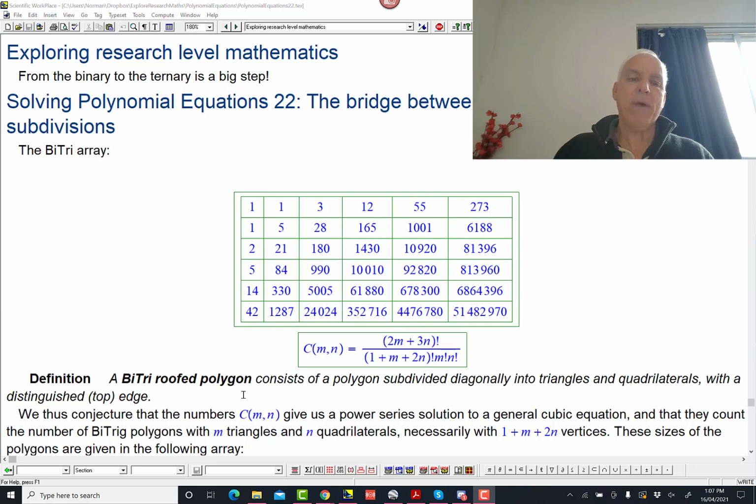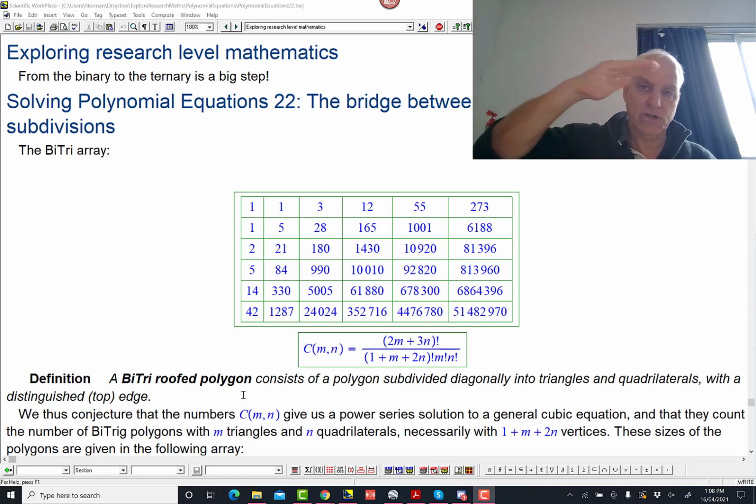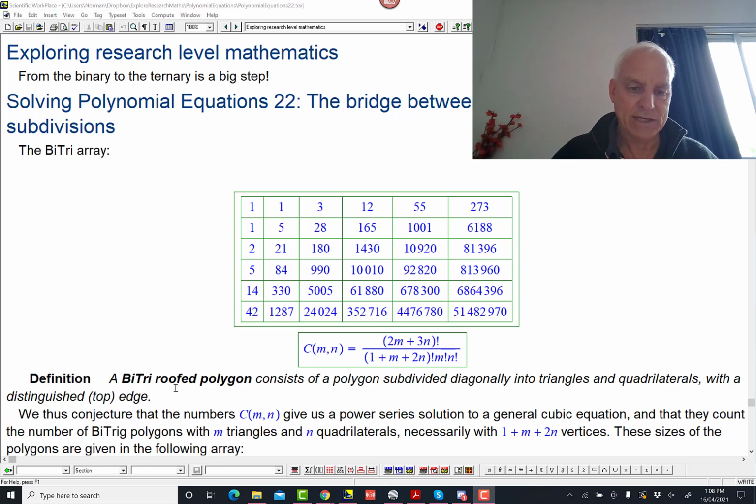Let's agree that a bi-tri-roofed polygon, we're going to introduce that phrase, and what it means, it's a polygon which is subdivided diagonally, the way we've been talking about. So diagonally means joining vertices to vertices, no interior vertices, into triangles and quadrilaterals. And also, there should be a distinguished top edge. We usually put a little bar over that top edge, okay? That's what the roofed expresses.